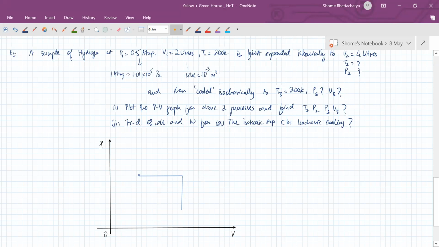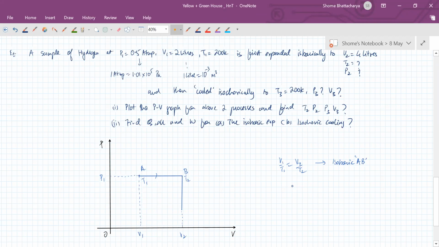Okay. So this is the starting point A, where the pressure is P1, the volume is V1, temperature is T1. Okay. Now we can see that V1 upon T1 is equal to V2 upon T2. Isobaric process, AB, let's say.